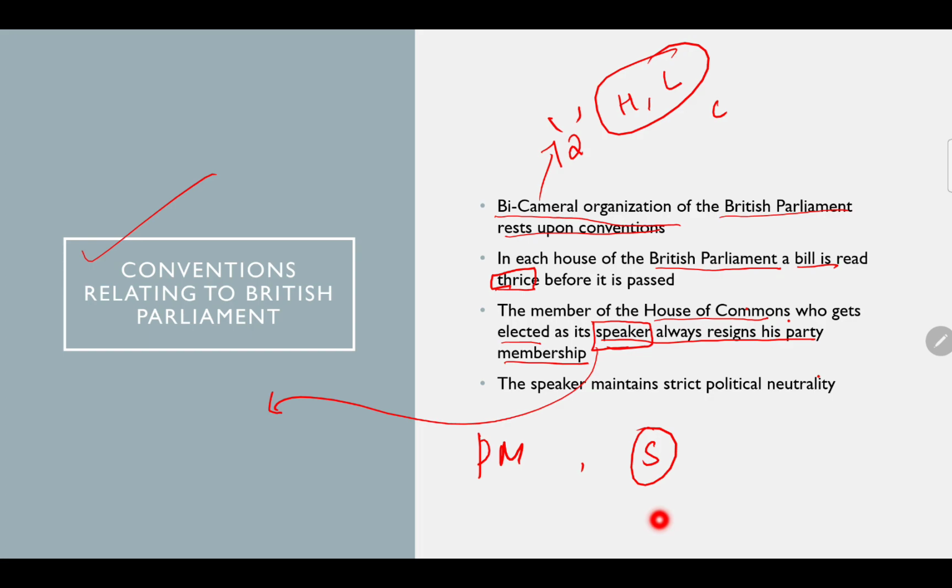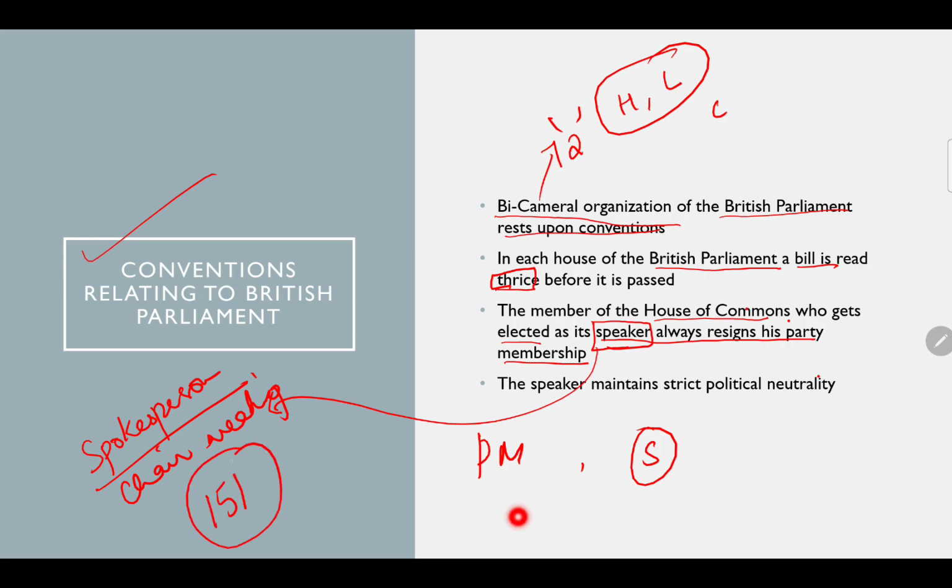A speaker is like a spokesperson or a person who chairs the meeting. The speaker is elected from among the members of the house. Speaker is that particular person who gets elected from the House of Commons, because the House of Commons has the majority of power. So from there the speaker is elected, and a speaker is a spokesperson, or a person who chairs the meeting and moderates whatever happens in the meeting.